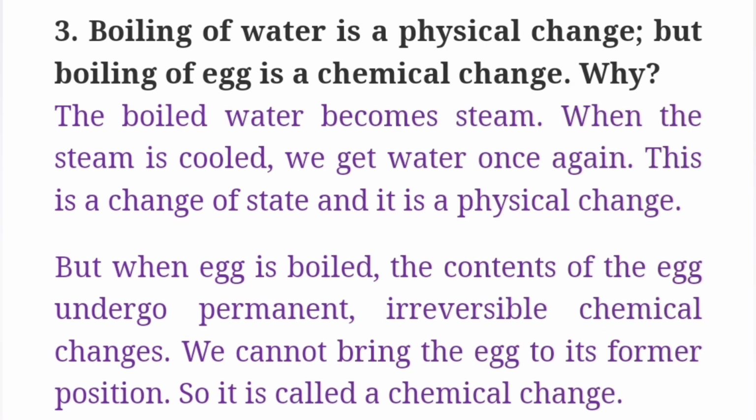Third question, boiling of water is a physical change, but boiling of an egg is a chemical change. Why? The boiling water becomes steam. When the steam is cooled, we get water once again. This is a change of state and it is a physical change. But when the egg is boiled, the content of the egg undergoes a permanent, irreversible chemical change. We cannot bring the egg to its former state. So it is called a chemical change.